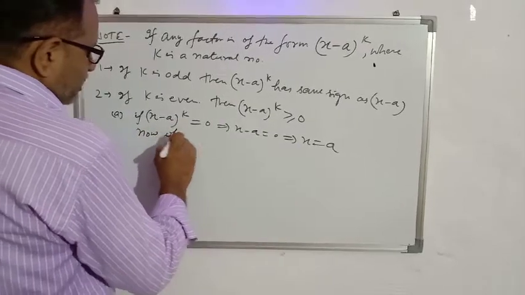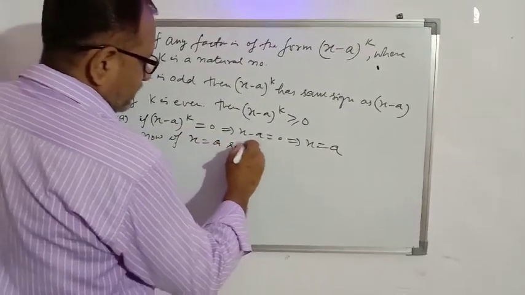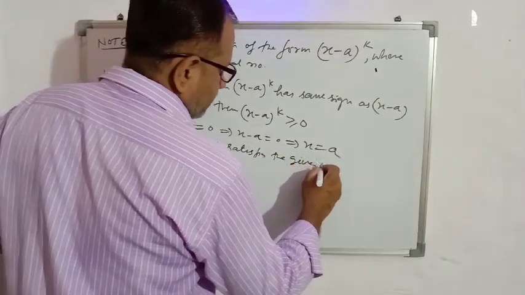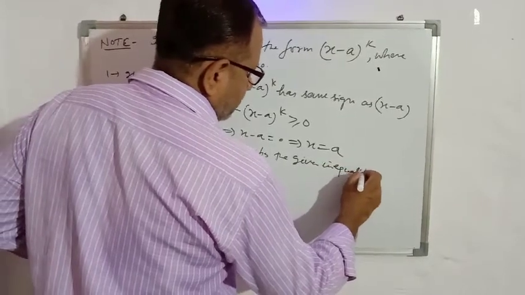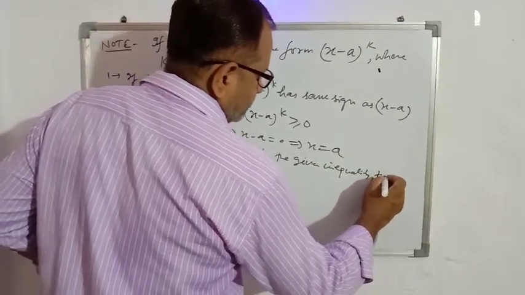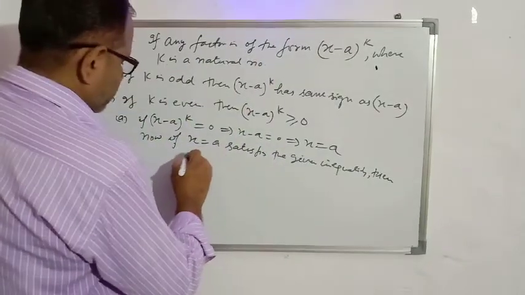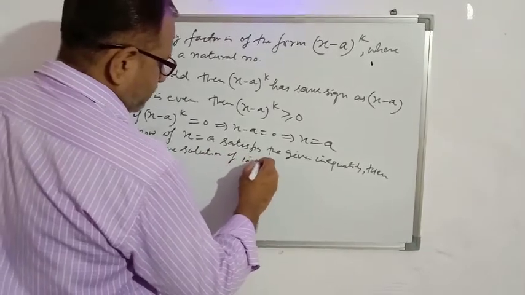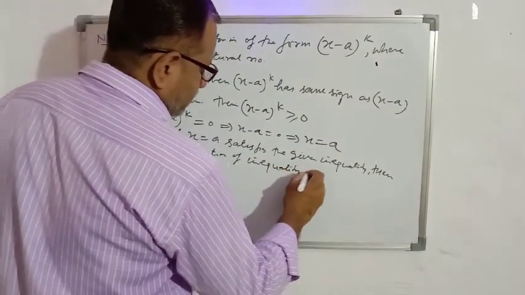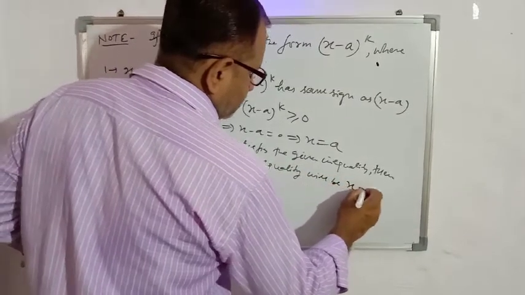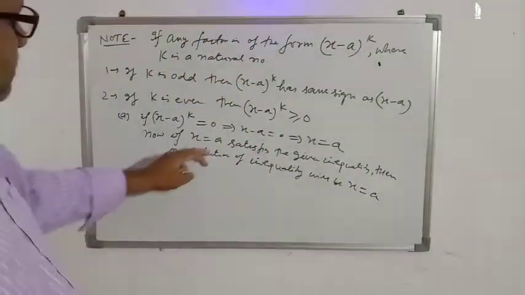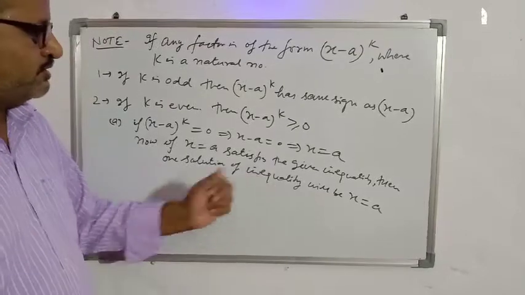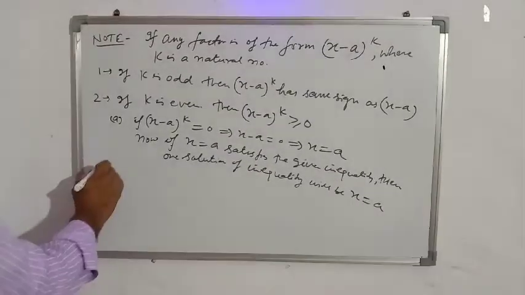Now, if x is equal to a satisfies the given inequality, then one solution of the inequality will be x is equal to a. If x is equal to a satisfies the given inequation, then x is equal to a will be one solution of that inequation.